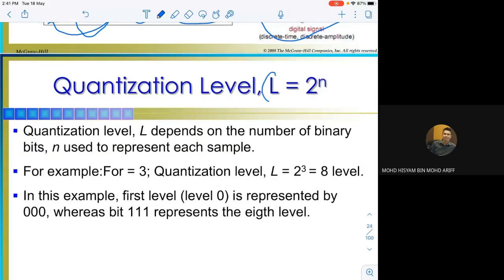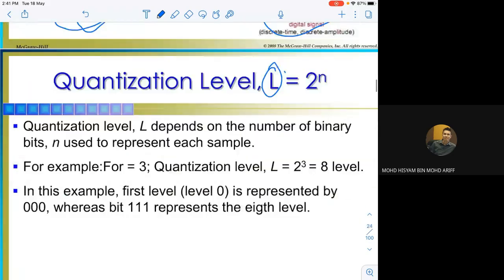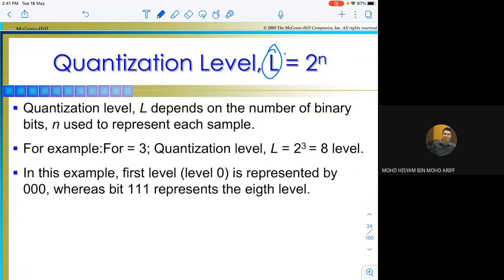Quantization level: L equals 2 power of n. As I mentioned before, we want to assign the levels. Let's say this is an example, right? This one, is it 2 bits or 3 bits? This is an example. 2 bits or 3 bits? 3 bits, sir. 3 bits, eh? Okay, very good. So remember, this is the new formula you must remember.